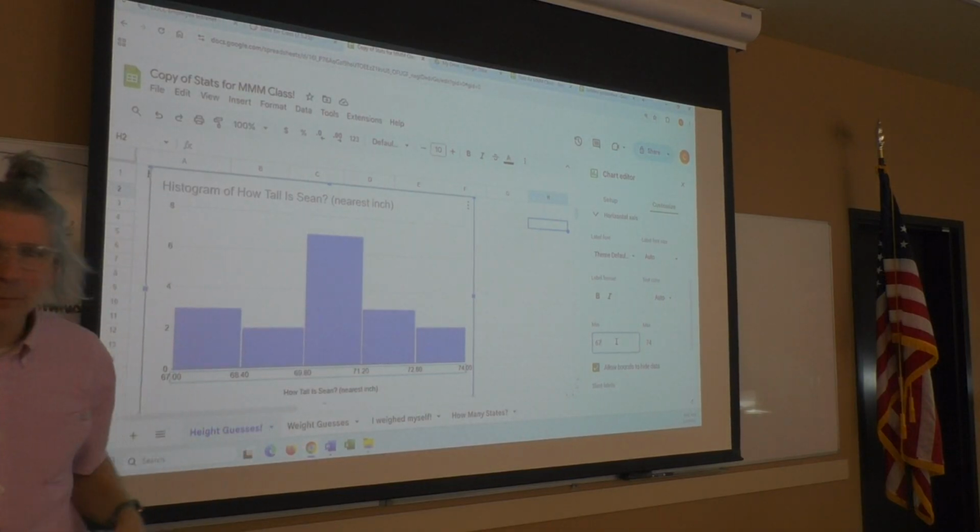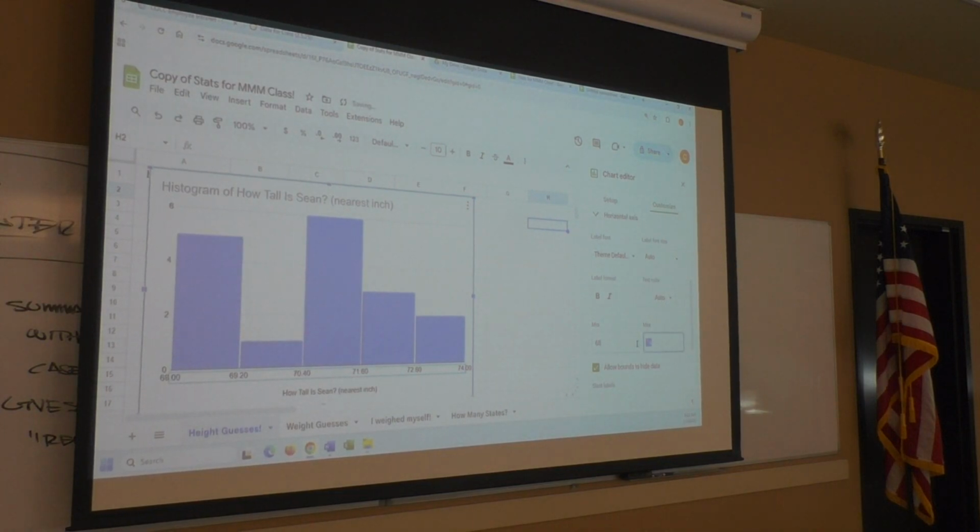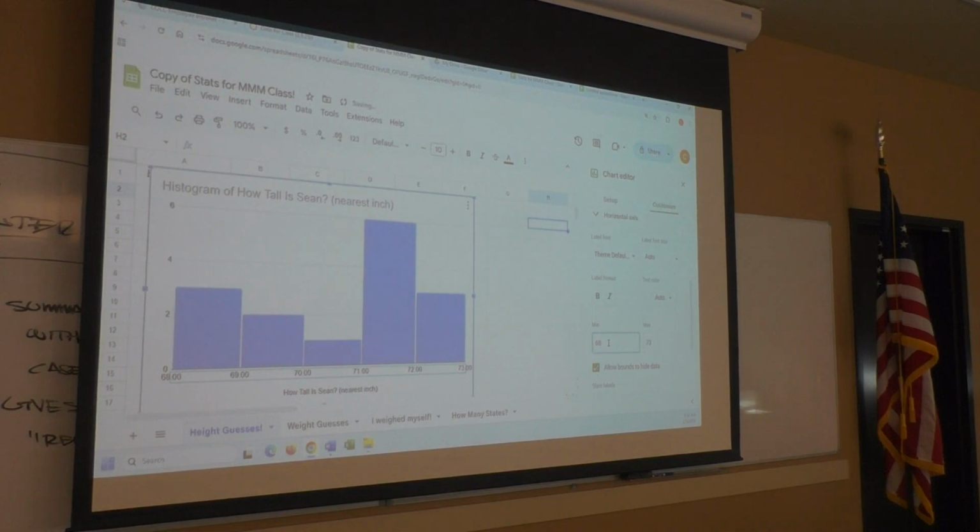And I encourage you, mess around with those numbers. I'm going to keep messing around a little bit. I'm going to change that 67 to a 68, and 74 to a 73, because that's literally our data. Ooh, look how different that graph looks. That's kind of wild, isn't it? Yeah, that's wild. I'm going to go back to the 67 to the 74.